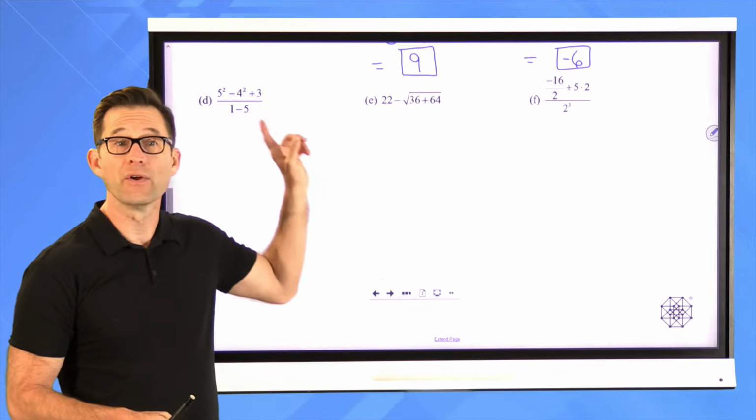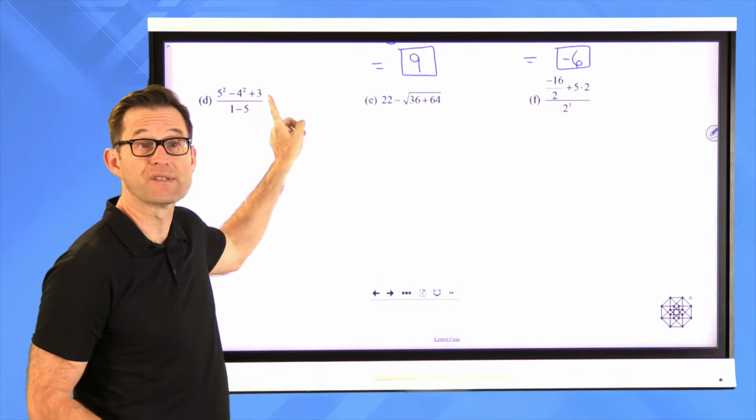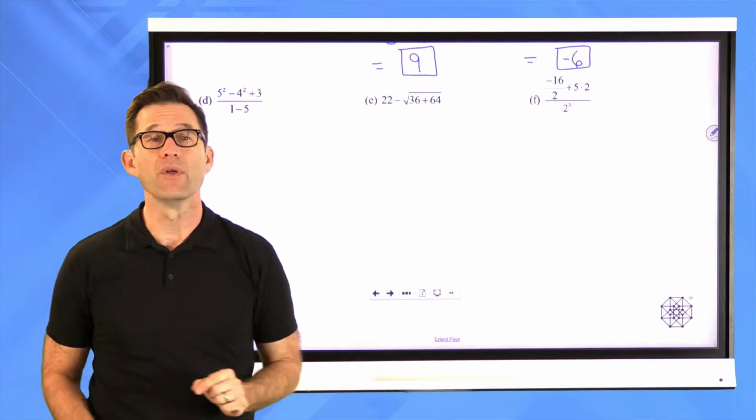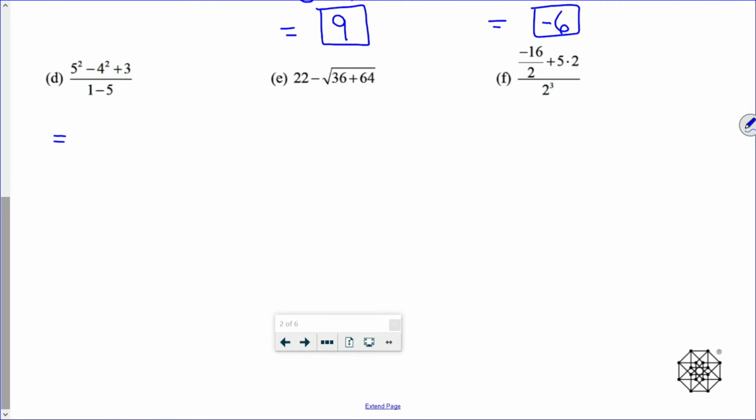So, when I look at this numerator and I see 5 to the second minus 4 to the second plus 3, I want to do those exponents first. All right? So I get 5 to the second, that's 5 times 5, minus 4 to the second, that's 4 times 4, and plus 3. And I can evaluate the denominator. 1 minus 5 is negative 4.